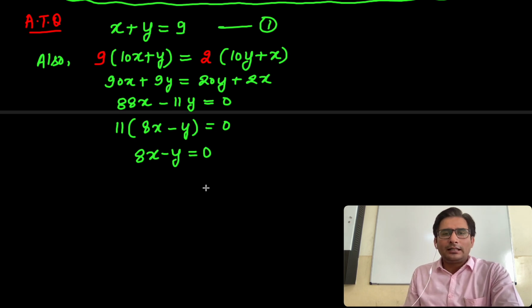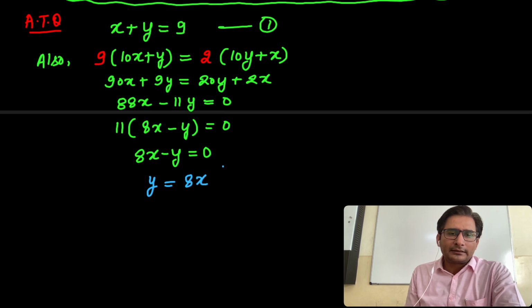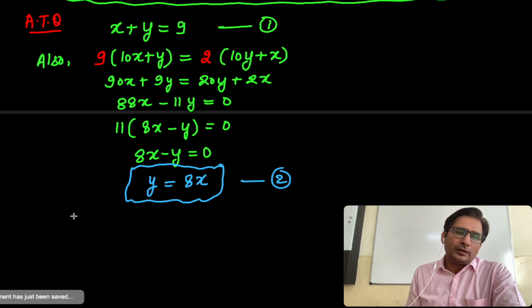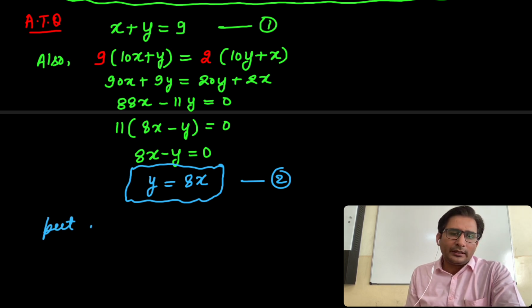So now let us solve this question with the help of the substitution method. It is easy. Now find the value of y from here. y is equal to 8x. So suppose this is equation 2. Now what you need to do? Put equation number 2 in equation number 1.